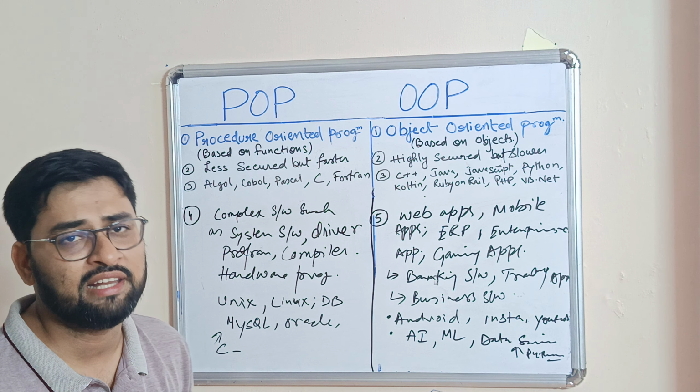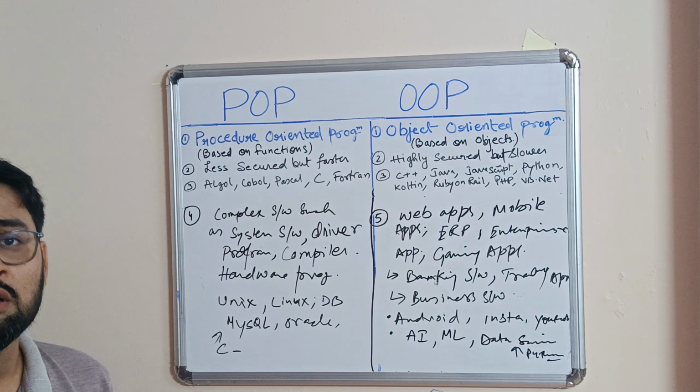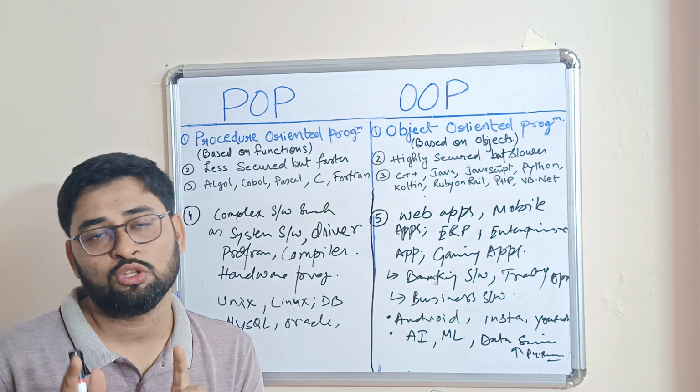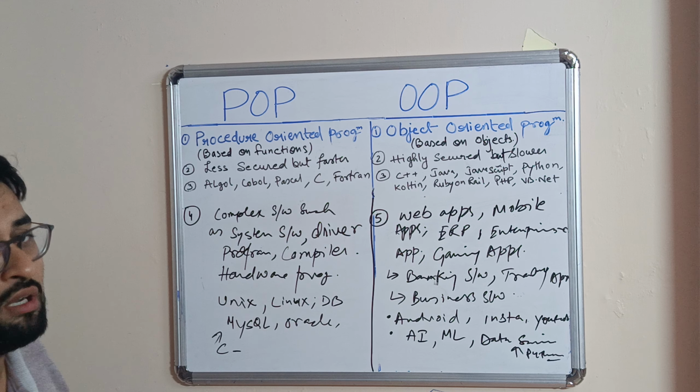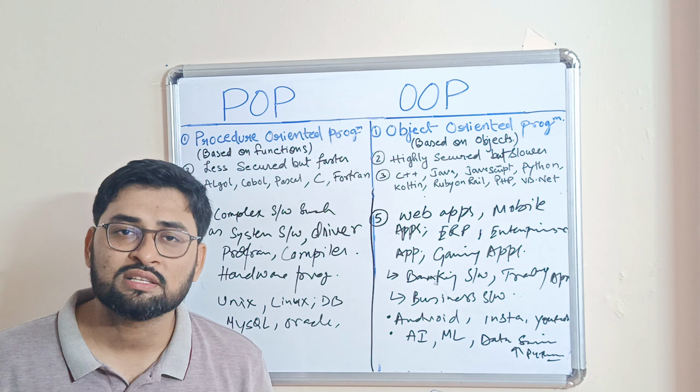But there is also one thing: Java is also an object oriented programming concept based programming language. You can use Python also. Python follows both object oriented as well as POP. Python is less secured than Java, but Java is more secured. Python is also slower than Java, but Python is an easier, simpler language.